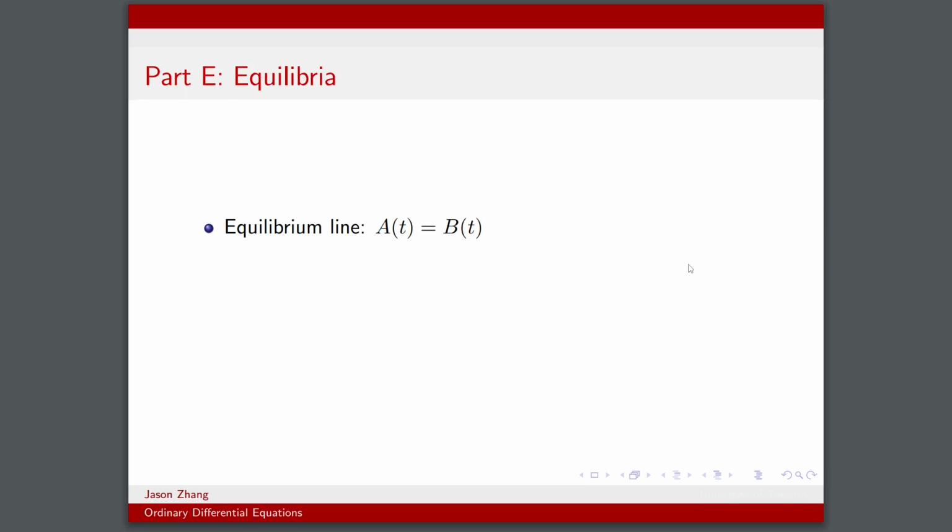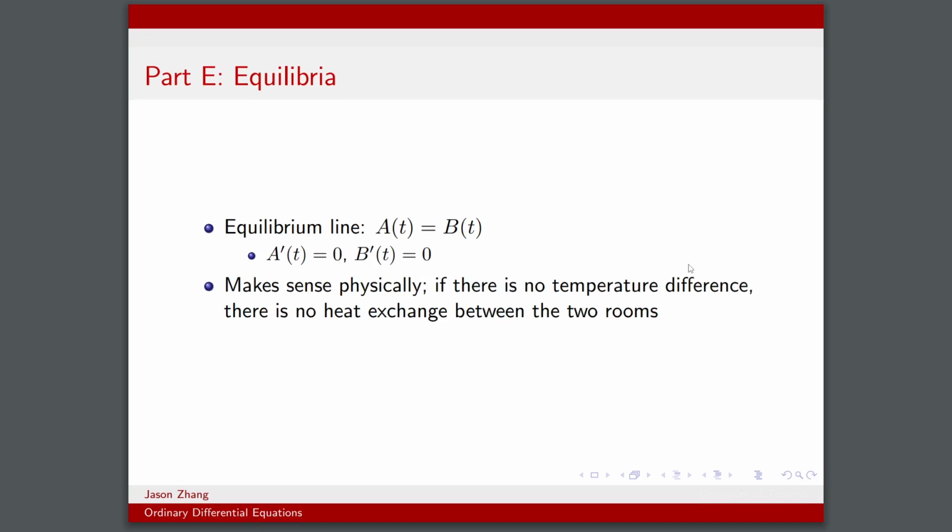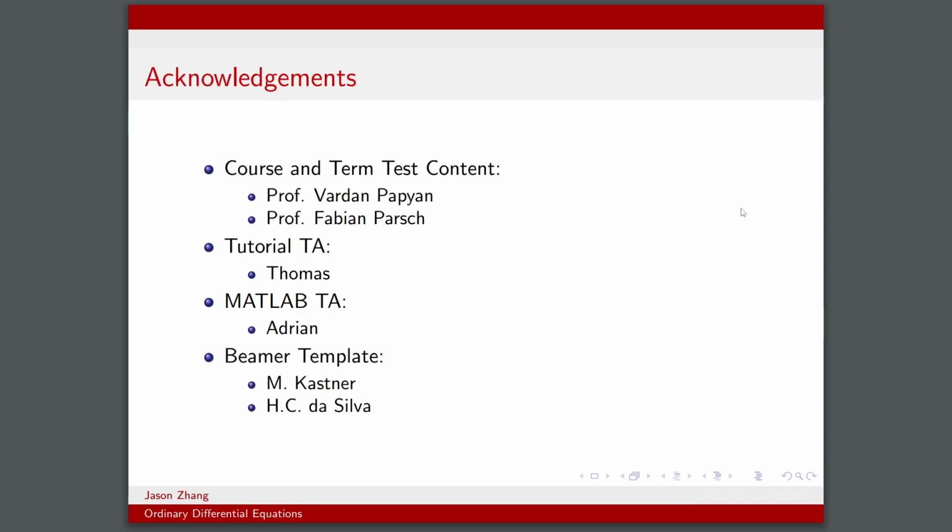So again, as we noticed from our phase portrait, there is an equilibrium line at A of t is equal to B of t. The reason for this is when A of t is equal to B of t, we find that A prime of t is 0 and B prime of t is also equal to 0. And from a physical perspective, this makes sense because if there's no temperature difference between the two rooms, then there's no heat exchange. And again, the rate of heat exchange corresponds to A prime of t and B prime of t, and the physical temperature would be A of t and B of t. So that is the solution to that question.